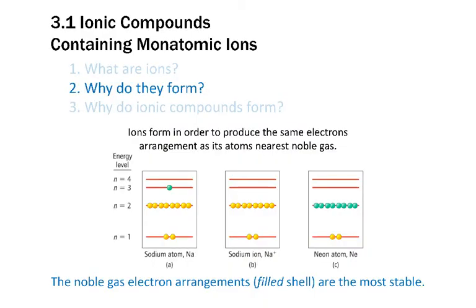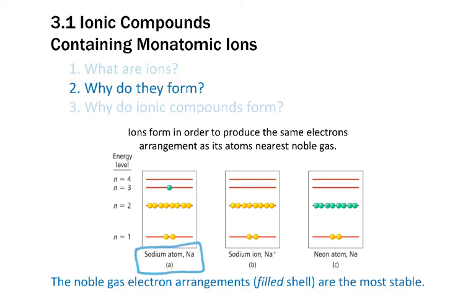So next question, why do ions form? Ions form in order to produce the same electron arrangement as a filled shell, or that would be as its nearest noble gas. And the noble gas electron arrangement is the most stable. So a filled shell, good. Nature likes that. Here's an example of sodium.